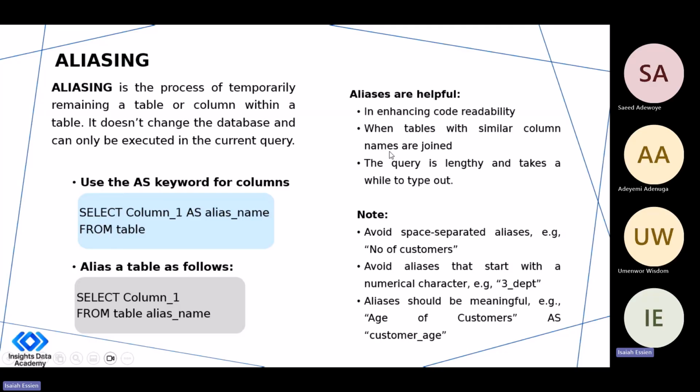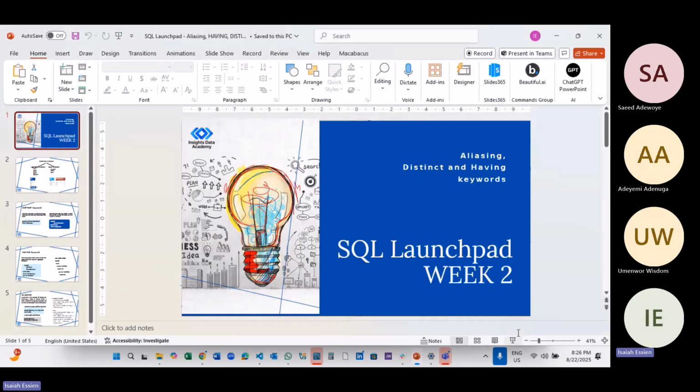For example, let's say you have two tables, employee table and sales table. And both tables have employee ID. Because both tables have the employee ID, you might need aliases to be able to differentiate that of the employee table and that of the sales table. All right. And also, aliases are helpful when the query is lengthy and it takes a while to type out. So you can use it like a shorthand for your queries.